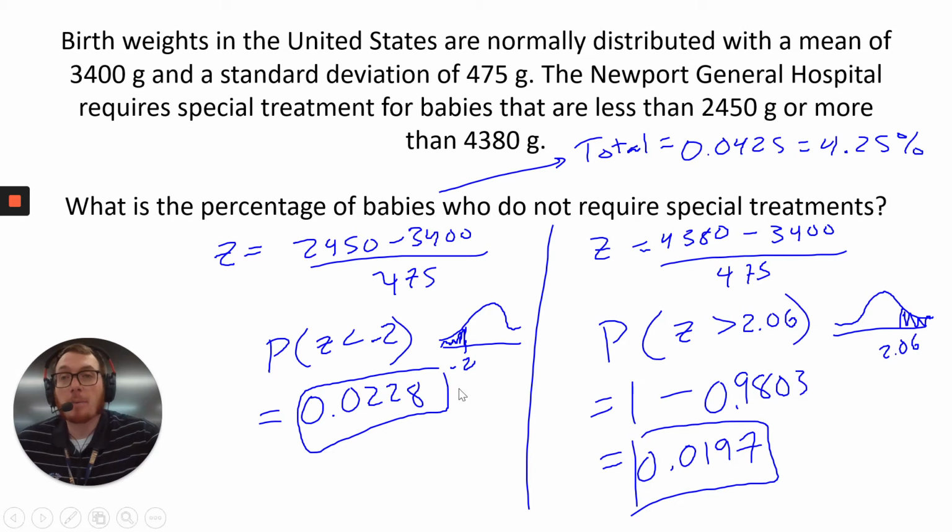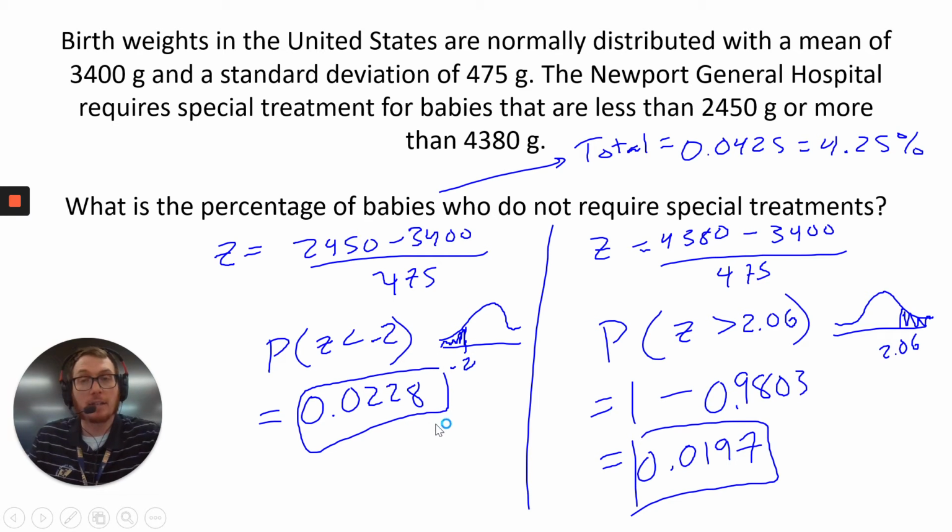This one is about birth weights. So birth weights have a mean of 3,400, standard deviation of 475. We're looking for ones that require special treatment, which are less than 2450 or more than 4380. So I just need to find the z-scores for both. And so I take my data point, 2450 minus the mean divided by standard deviation. I get -2. I'm looking for less than -2, which is what my table gives me.